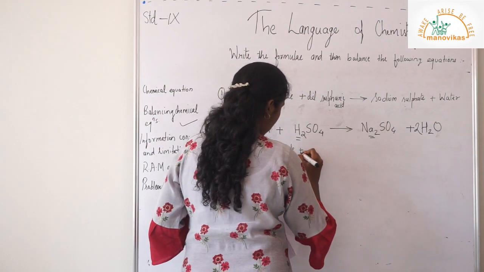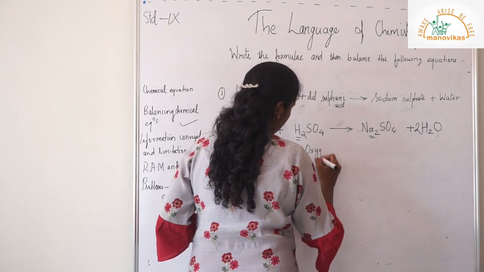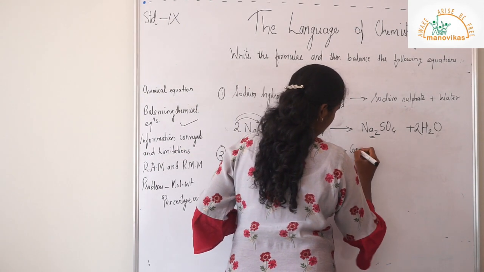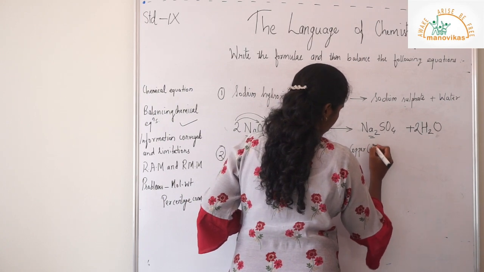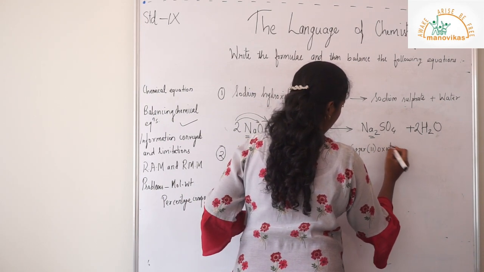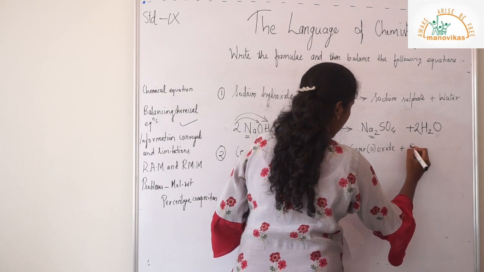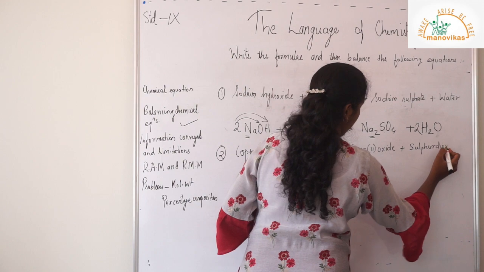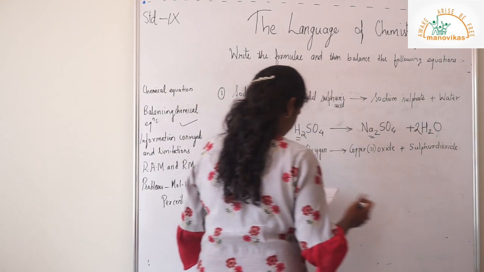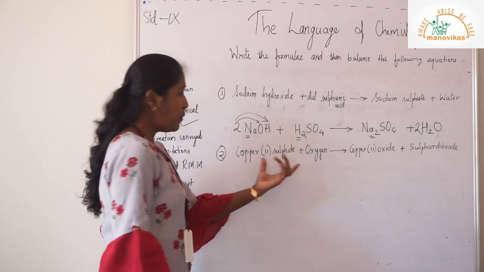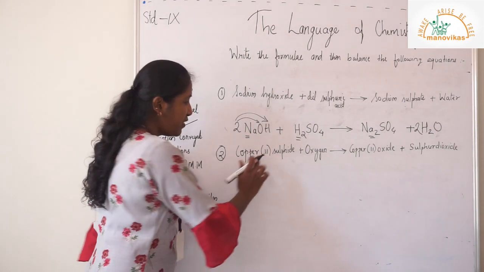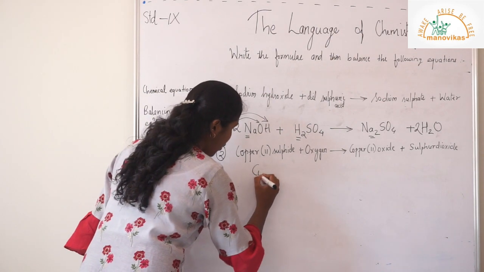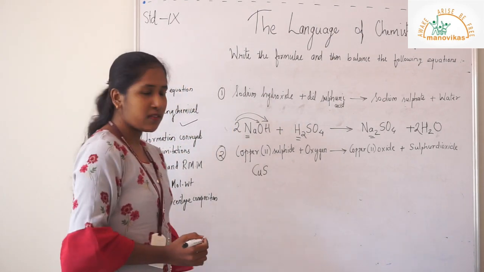Copper sulfide plus oxygen gives copper oxide plus sulfur dioxide. Now copper sulfide. Copper is having valency 2. Sulfide is also 2. So 2 and 2 will get cancelled. So you are remaining with CuS.